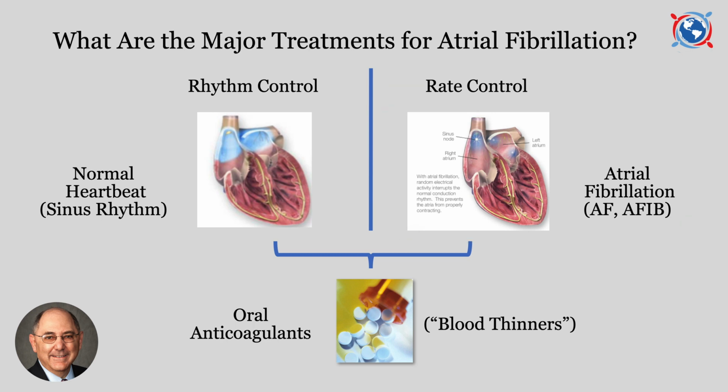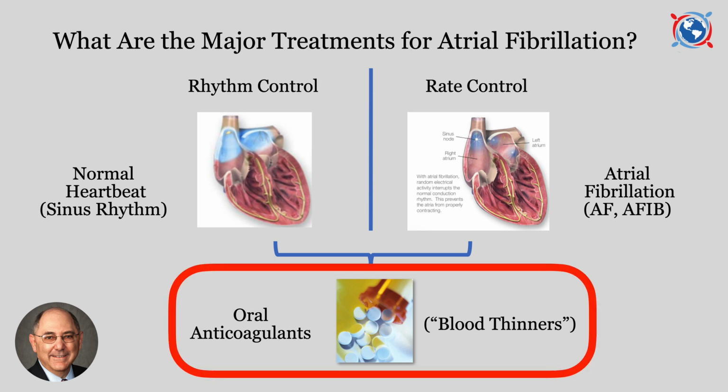No matter which of these two strategies we pick, because of the risk of a blood clot forming, it is highly likely that a patient with atrial fibrillation will receive a prescription for an oral anticoagulant. These are sometimes colloquially referred to as blood thinners. Now, they don't actually thin the blood. They just make it harder for a blood clot to form. We'll talk a little bit about the various drugs that might be considered here.